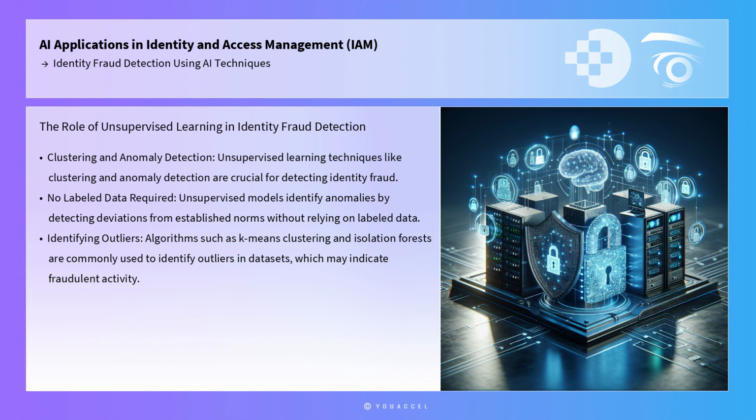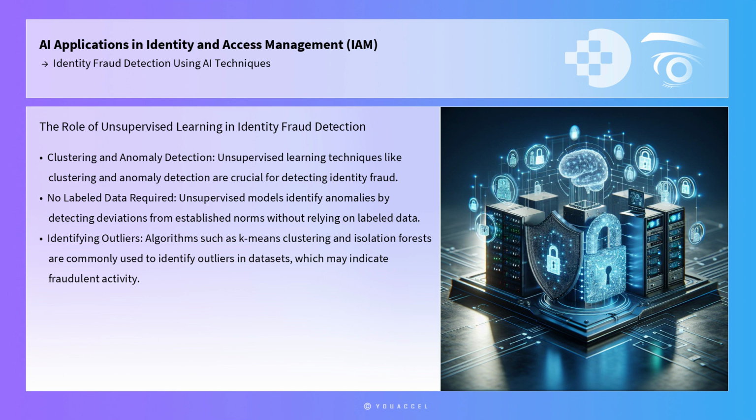In addition to supervised learning, unsupervised learning techniques like clustering and anomaly detection play a crucial role in identity fraud detection. Unsupervised models do not rely on labeled data. Instead, they identify anomalies by detecting deviations from established norms. This is particularly useful in scenarios where fraudulent patterns are not well defined or are constantly evolving. Algorithms such as k-means clustering and isolation forests are commonly used to identify outliers in datasets, which may indicate fraudulent activity.